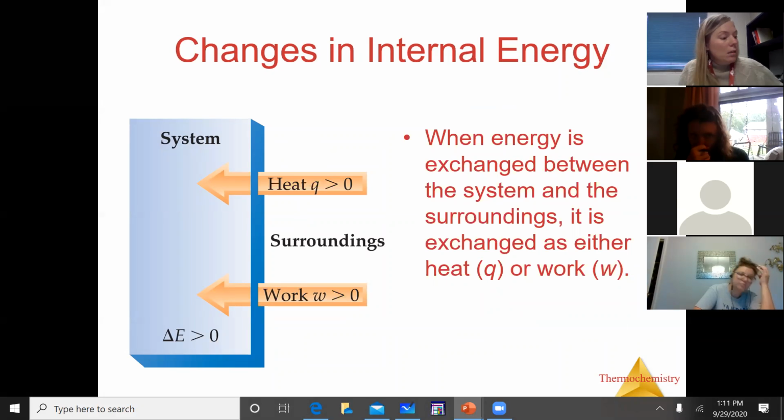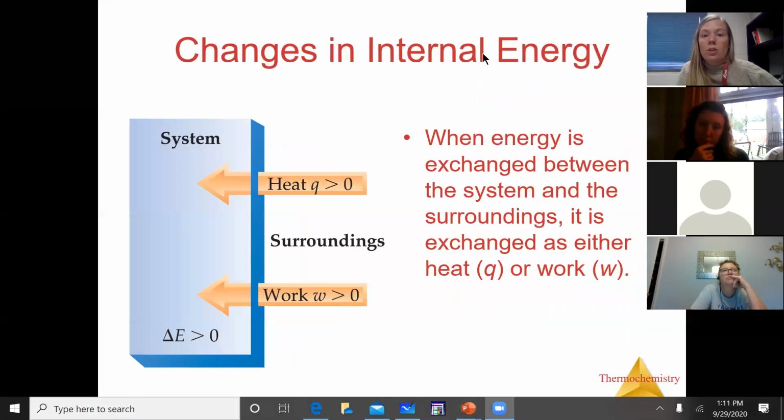So how do we change internal energy? If we have our system here, which is this little block, and the surroundings is all the white stuff around it, how can I change the energy of the system, whether that's increasing or decreasing? There's two ways that we can do that. We can do it through heat, transfer of heat, or we can do it through work.